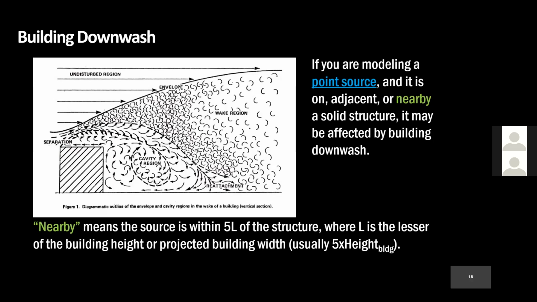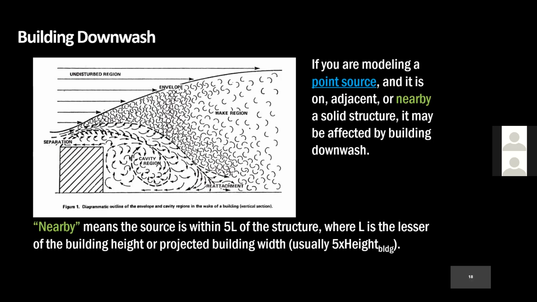Some of the airflow escapes the cavity region, but it has some added turbulence in it, and we call that area the wake region. And then some other parts of the flow escape the downwash zone altogether, and we'll just call that the undisturbed region. So SCREEN3 knows about this, and if you turn on building downwash, it attempts to account for changes in concentration due to the building itself.